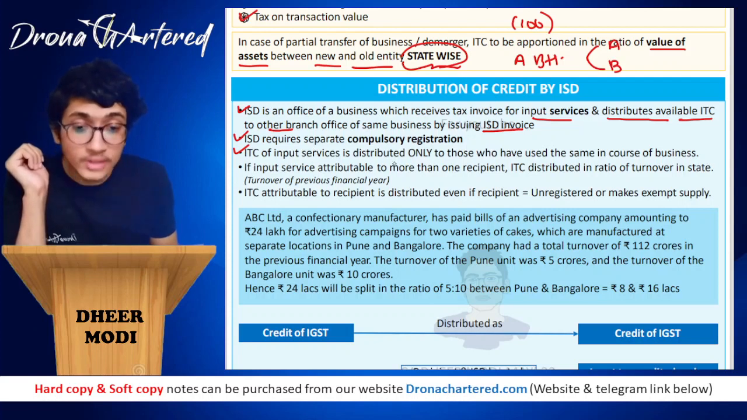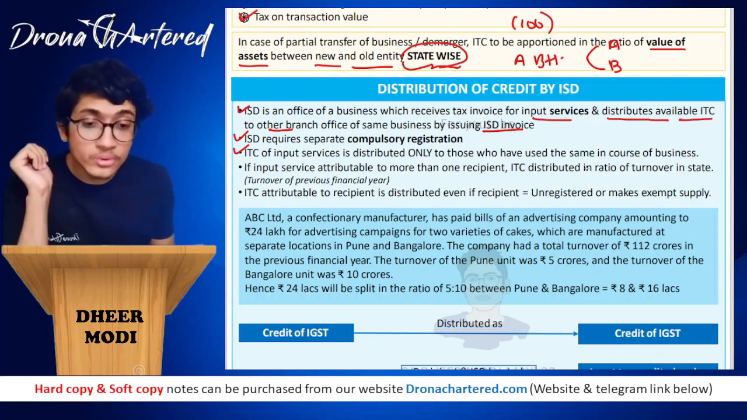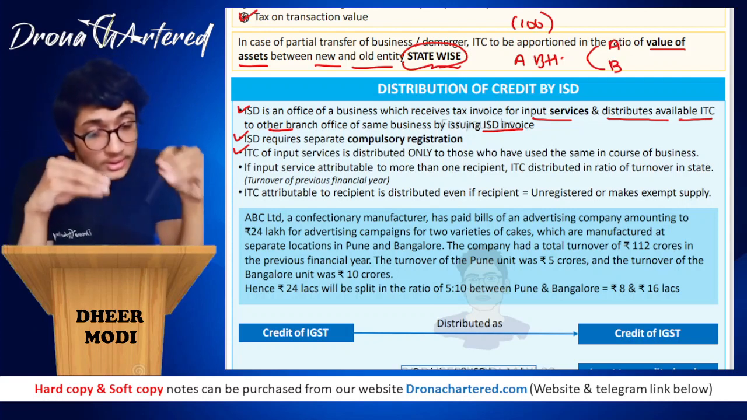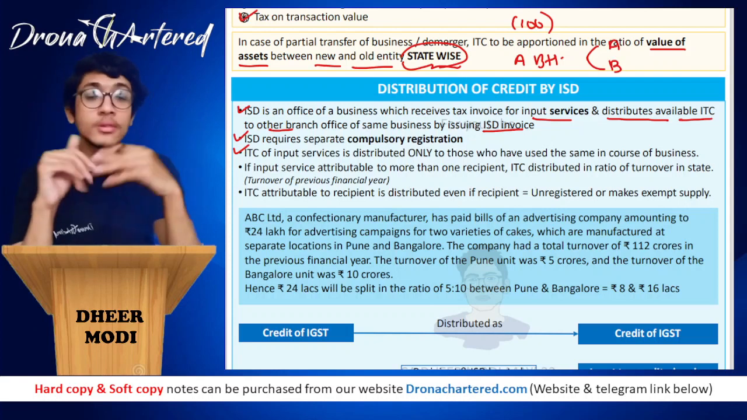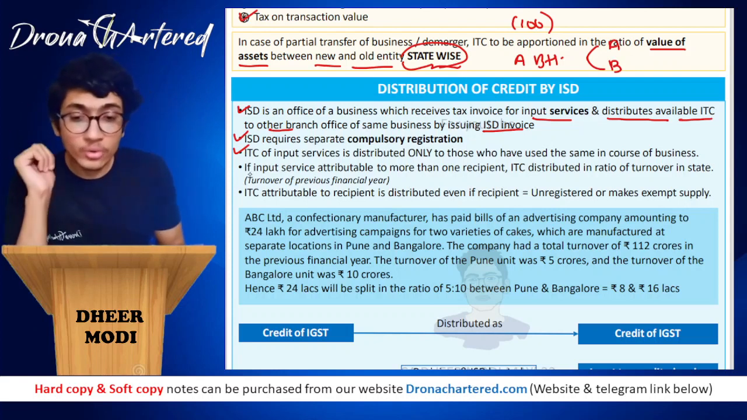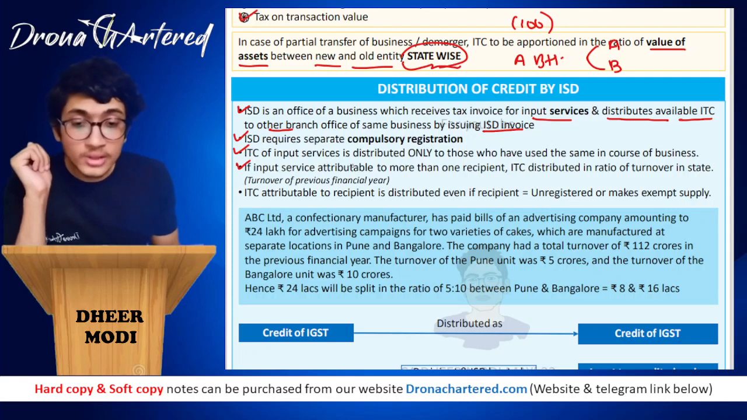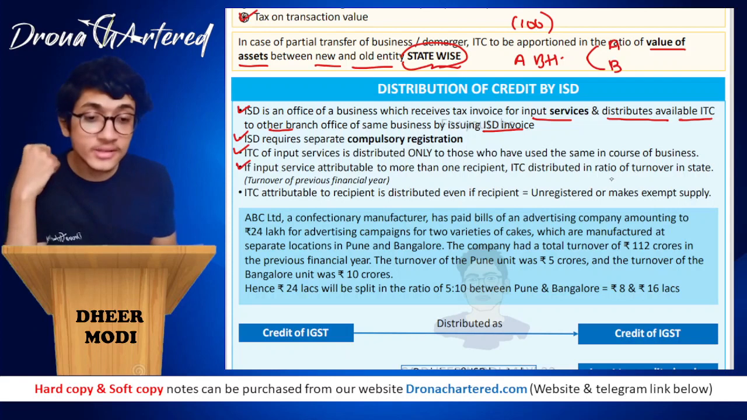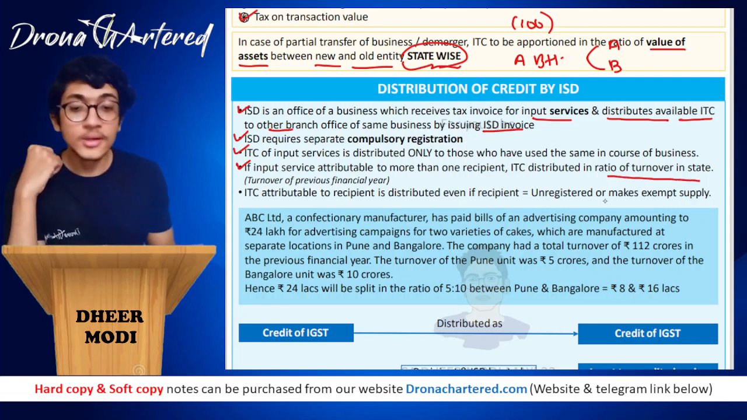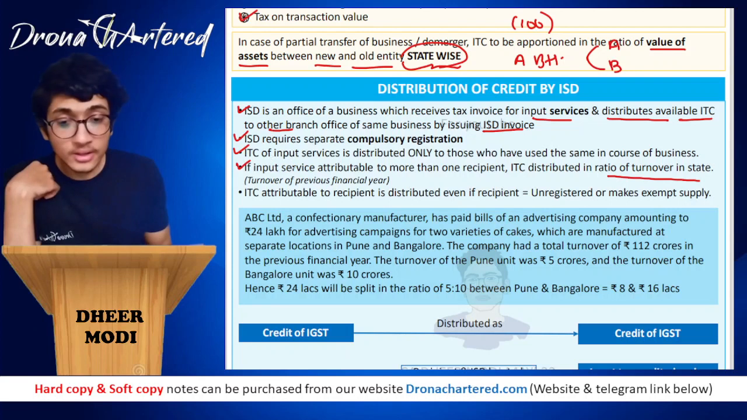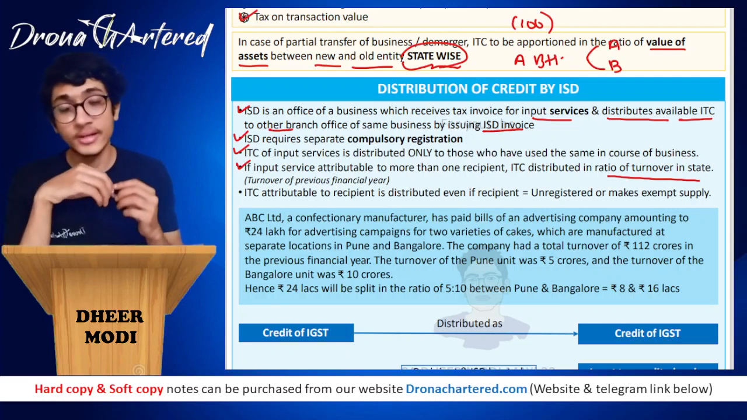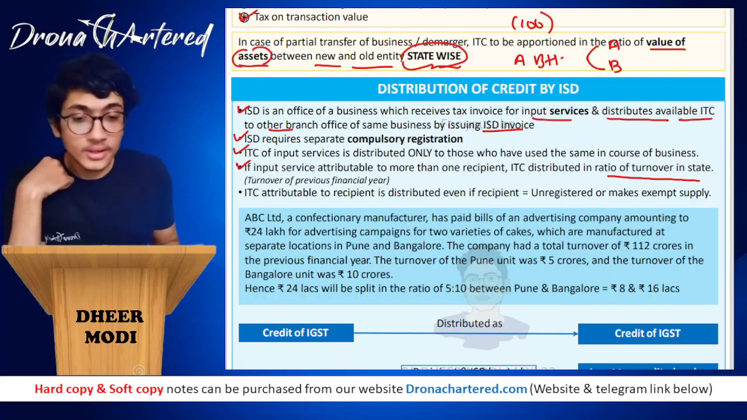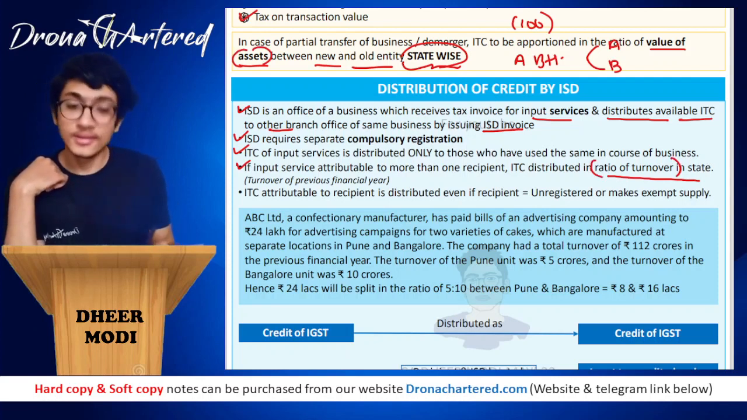ITC on input services is distributed only to those who have used the same in the course of business. Only and only the states, the units, which have used these services will it be distributed to. If the input service is attributable to more than one recipient, in such a case ITC is distributed in the ratio of turnover in the state, and it will be the turnover of the previous financial year. So that will be the ratio. Over here, if you see, the ratio was value of assets; over here, it is the ratio of turnover in the state.